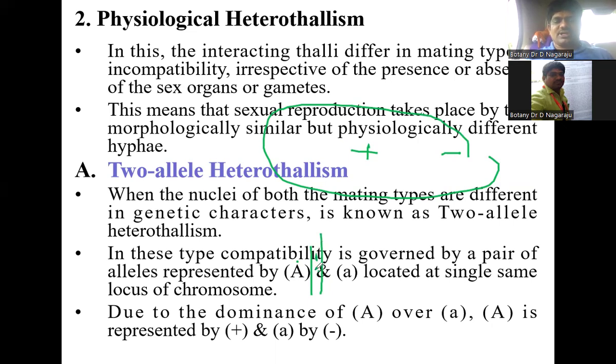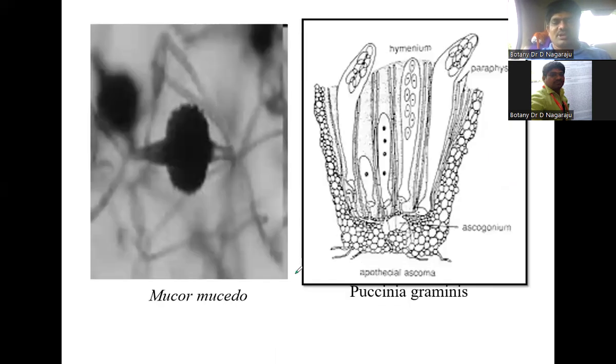In genetics you might have studied cis cross and trans cross, like that. Due to the dominance of capital A over small a, it is represented by plus and minus. Always, as per Mendel's law, capital and small, internal and external characters, dominant alleles and recessive alleles.